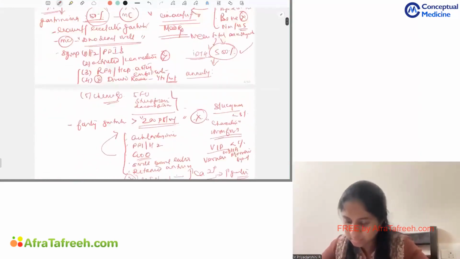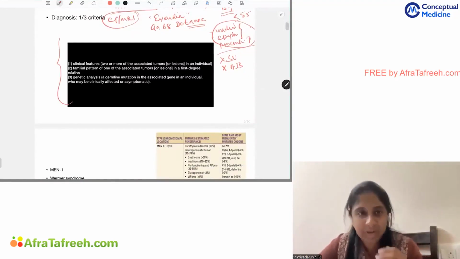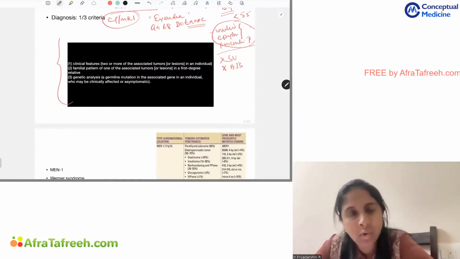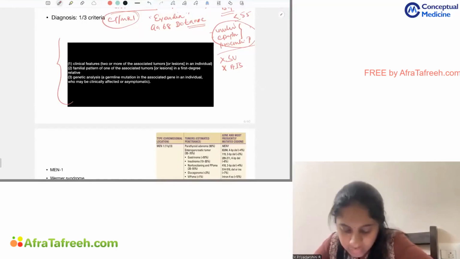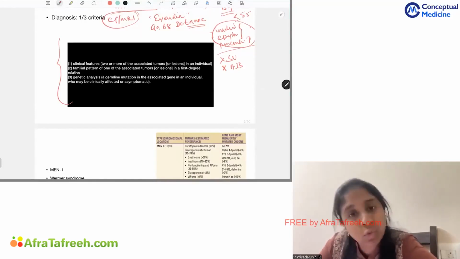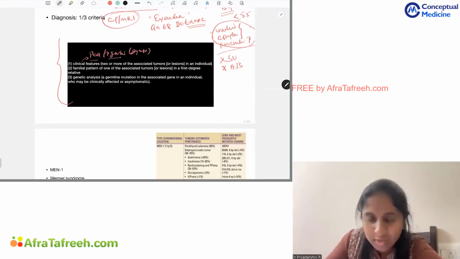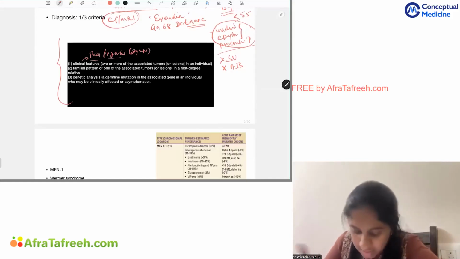So the next, we'll see about it. To diagnose that a patient is having MEN syndrome, you should have at least one out of these three criteria. The first thing is that the patient should have clinical features. Two or more of the associated tumors should be there. For example, there should be hyperparathyroidism with raised calcium, there should be increased gastrin levels along with their clinical symptoms. If at least two of these are there, then think more in terms of a MEN syndrome.